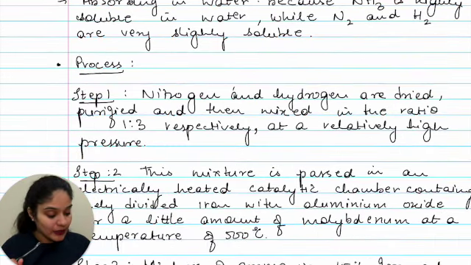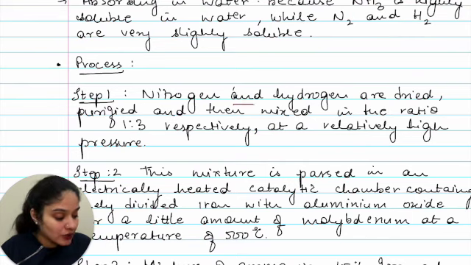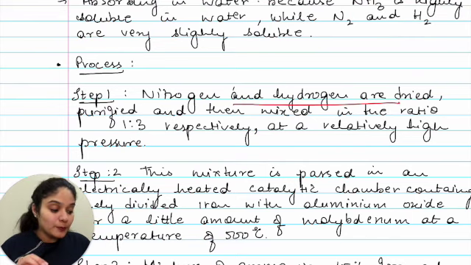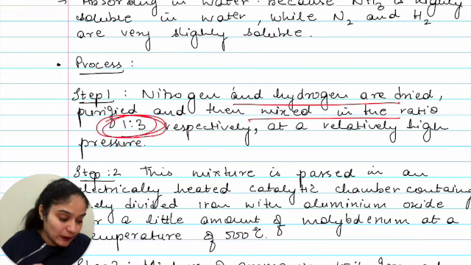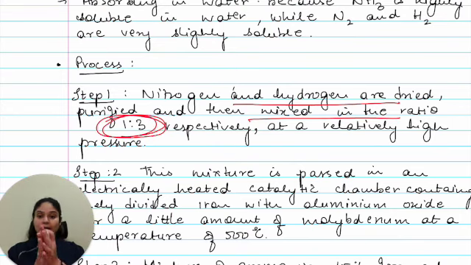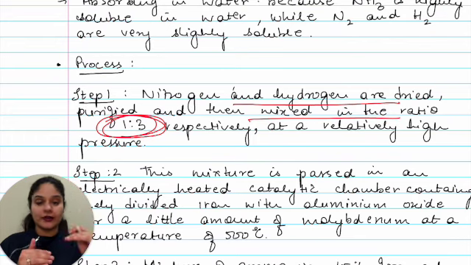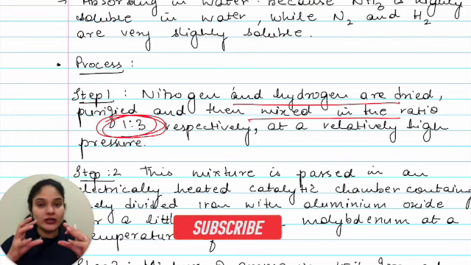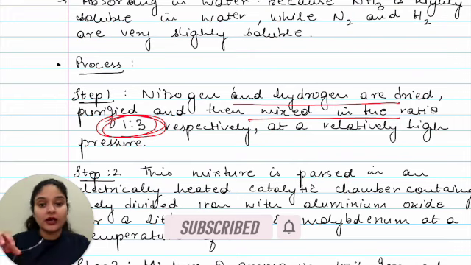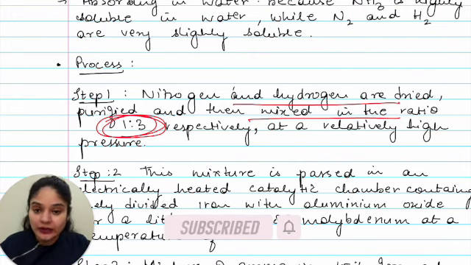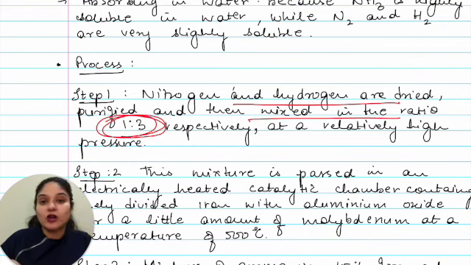Now, process. Step 1 is nitrogen and hydrogen are dried, purified and then mixed in the ratio 1:3 respectively at a relatively high pressure. So when nitrogen and hydrogen enter our apparatus, we have very high pressure there and they are in the purified and dried form. So you do not have any moisture entering the process.